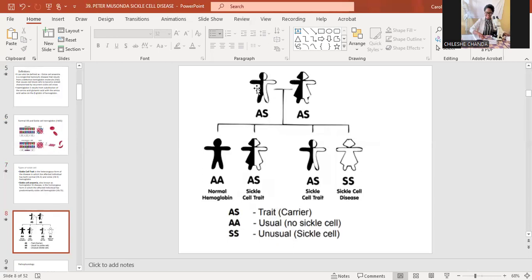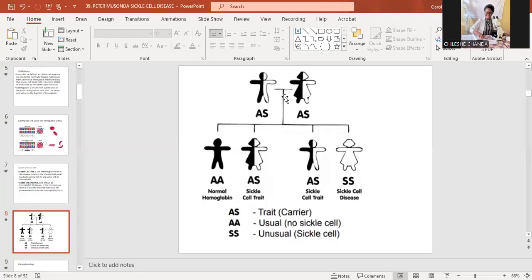If two people who both have the trait get married, they will have a 25% chance of having a child with sickle cell disease, because the hemoglobin S is on a chromosome of the father and on a chromosome of the mother, and so one of the children is going to end up having sickle cell disease.